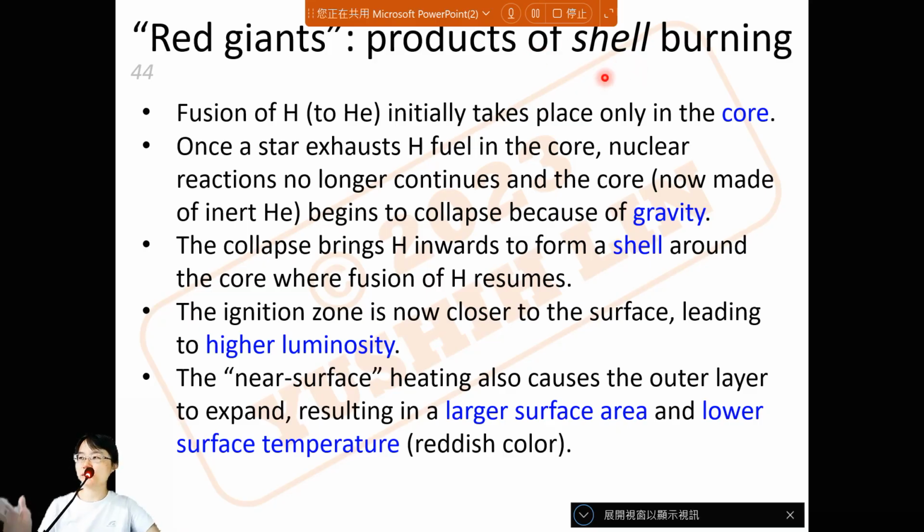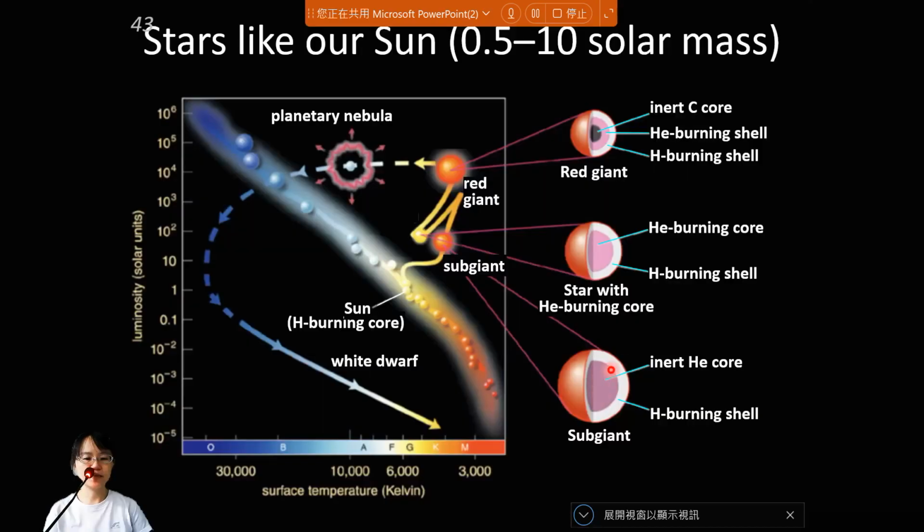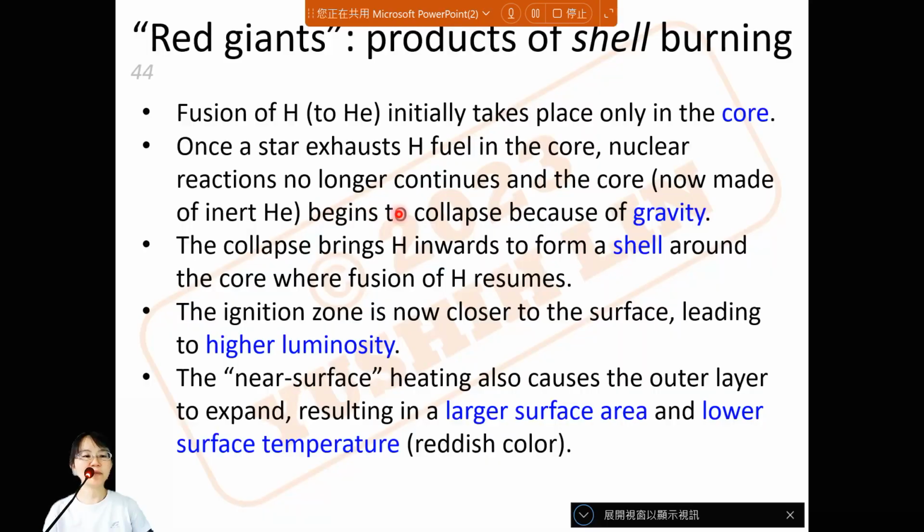So now you need to distinguish core burning and shell burning. Fusion of hydrogen to helium initially takes place only in the core. When this happens, this will not greatly change the size of a star. However, once a star exhausts hydrogen fuel in the core, nuclear reaction no longer continues. And the core, now made of inert helium, begins to collapse because of gravity.